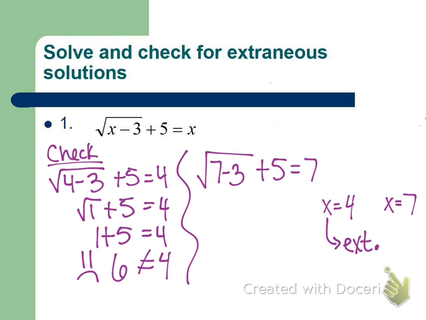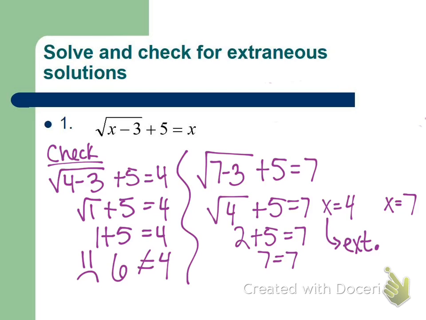Okay, so again, when you plug in x, you got to plug in the same x to both spots. So this time a 7 goes in for both of the x's. What is 7 minus 3? What is the square root of 4? What is 2 plus 5? So is that one extraneous?